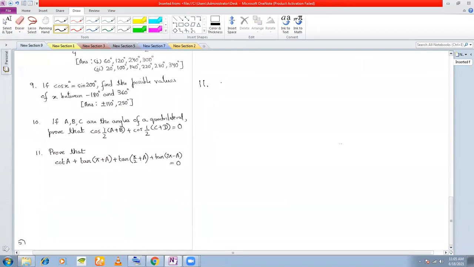Prove that cot A plus tan(pi plus A) plus tan(pi by 2 plus A) plus tan(2 pi minus A) is equal to 0. We start from the left hand side. Cot A plus tan(pi plus A). This question actually came in your board examination, class 11 board examination, which you had 2 years back.